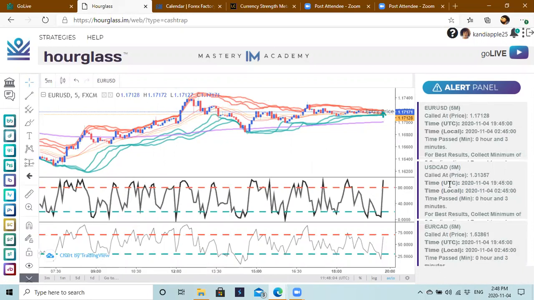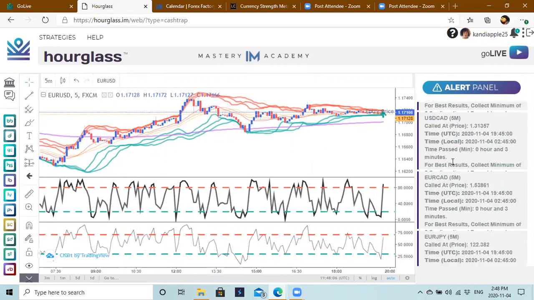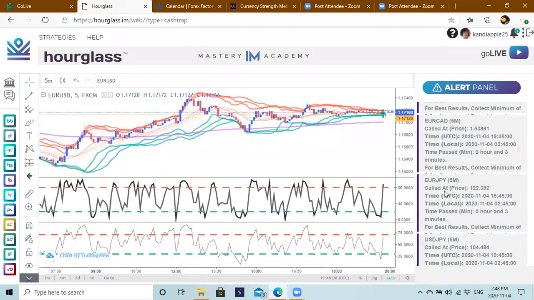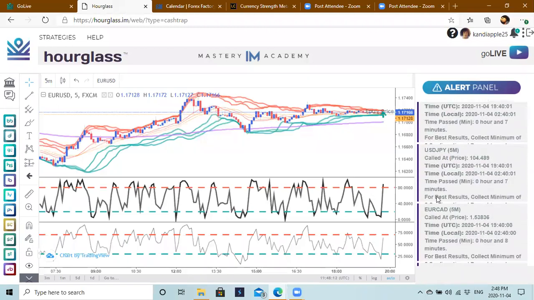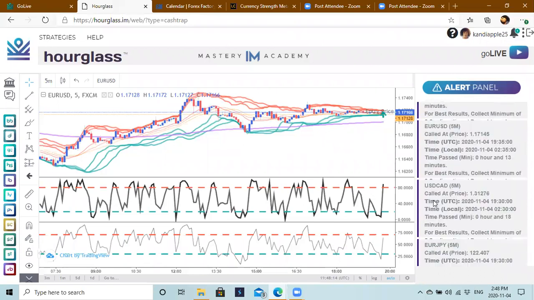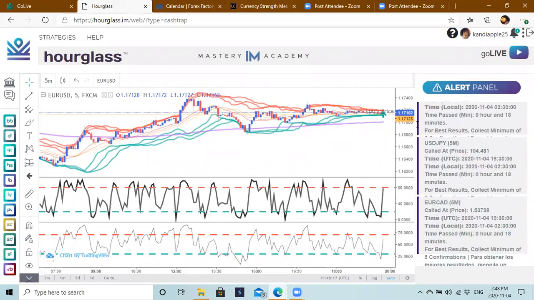It's supposed to work, but the currencies that you need are on the alert panel off to the right over here: Euro USD, USD CAD, Euro CAD, Euro JPY, USD JPY, Euro USD, and then it's on repeat of all the same currencies that I told you about in the currency strength meter. So this right here is the chart.